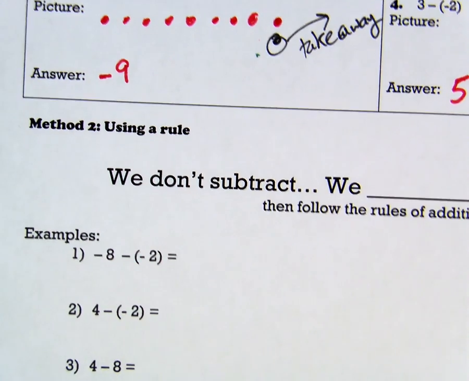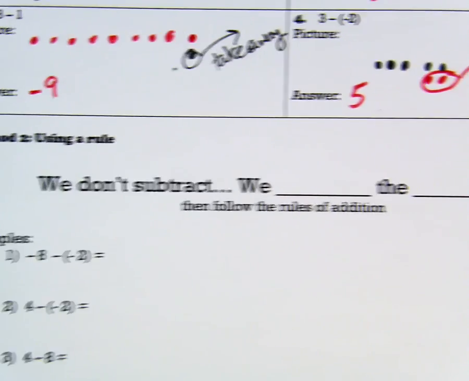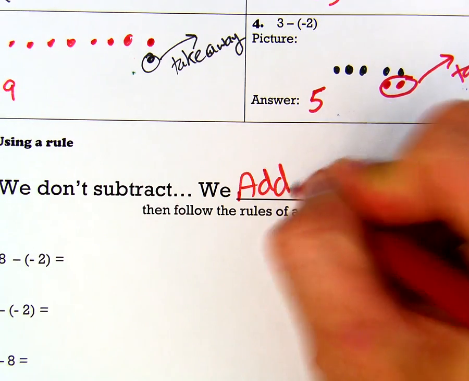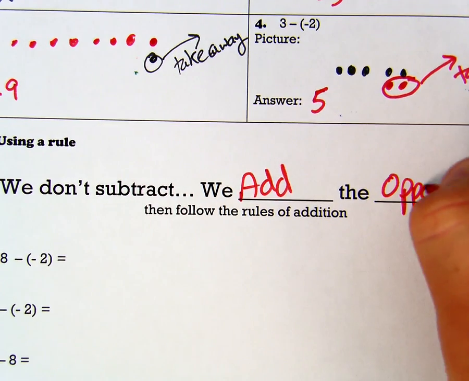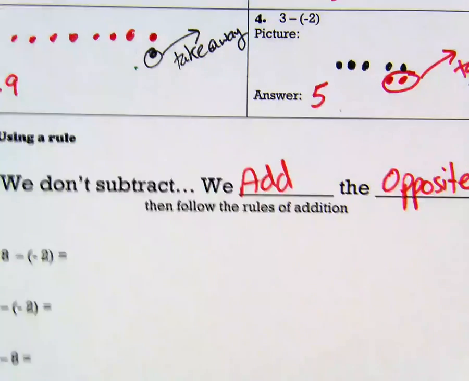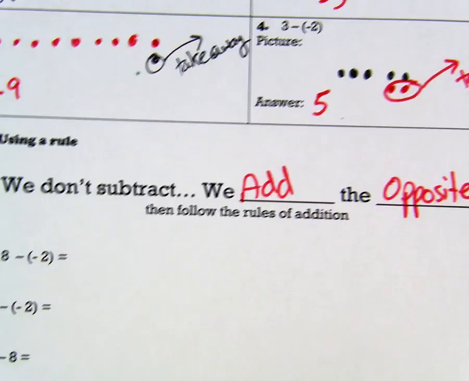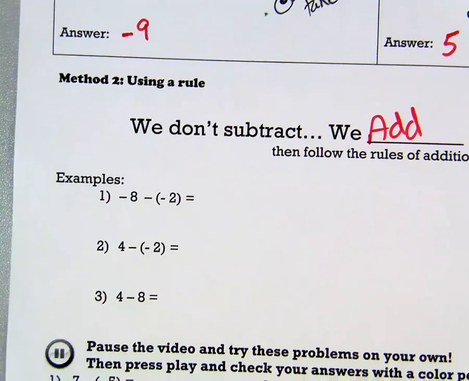And this rule is we don't subtract. We're going to add the opposite. That is the rule. We don't add, we don't subtract, we add the opposite. Once I use that rule, then I'm going to follow my addition rules for adding integers like I did before. Let me show you a couple example problems here.